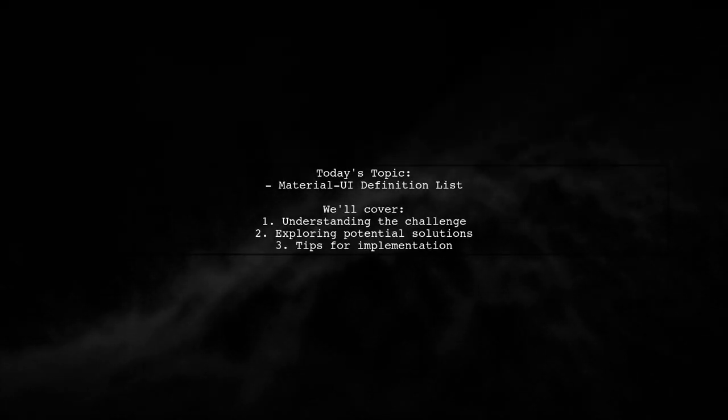Today, we're tackling a question that many React developers encounter. Our viewer is looking to create a Material UI definition list without the expansion carets on the right. They want to display summary data in a clean and organized way, but they're unsure how to achieve this using existing Material UI components.